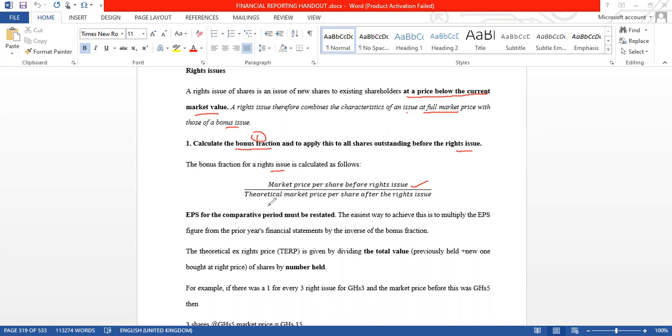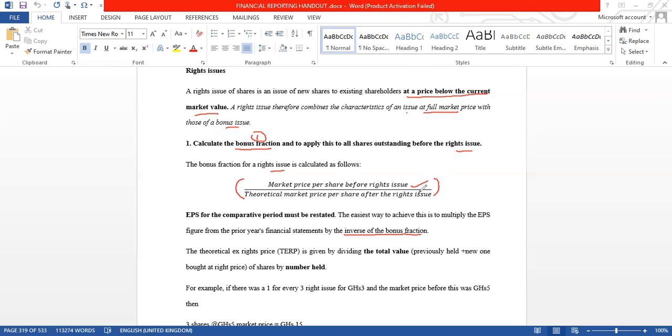Then when you get that, you now need to divide it by your theoretical market price per share after the right issue. So market price per share after your right issue. And if you are to restate comparatives, it's the same. Here too, you multiply your comparative by the inverse of your bonus fraction. And this is the bonus fraction we are talking about.